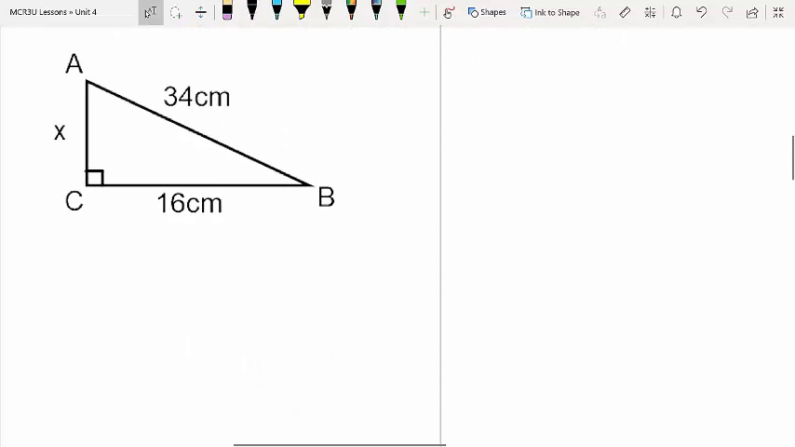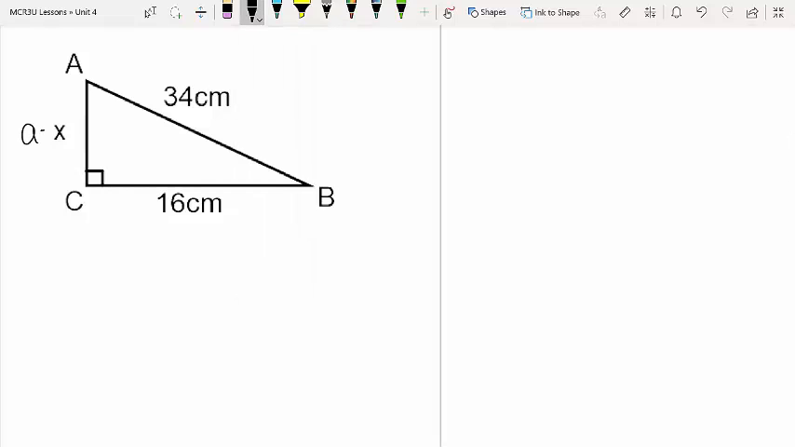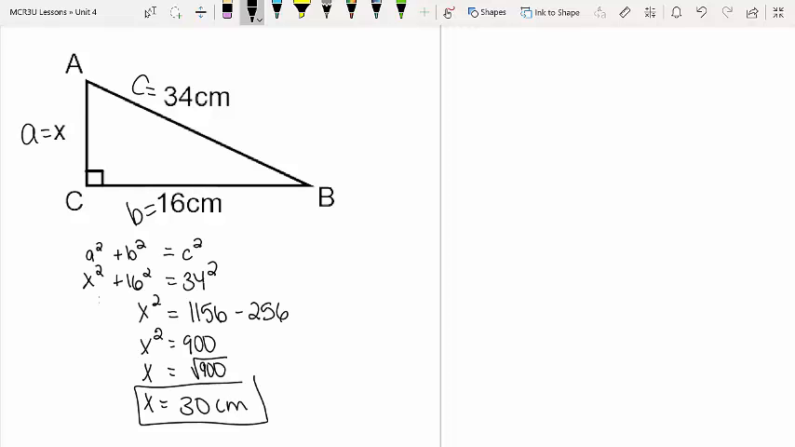Pause the video and do the same for this triangle. Solve for the length of x, and then compare your answer to mine when you're finished. So there's your final answer.